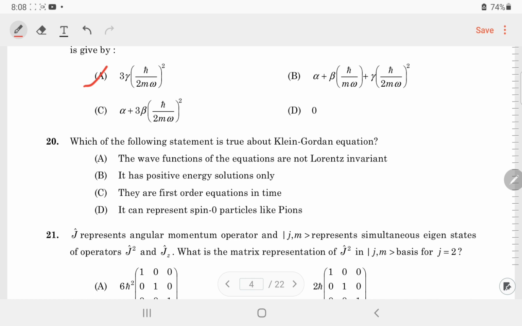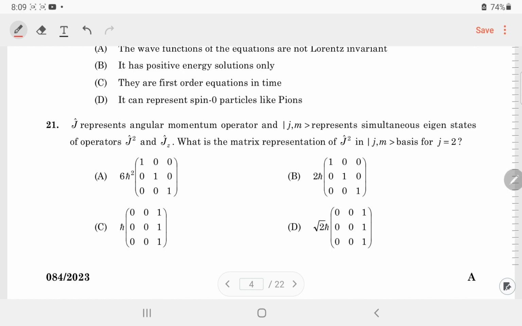Which of the following statements is true about the Klein-Gordon equation? The answer is option D, that is it can represent spin zero particles like pions. Question number 21. The answer is option A.